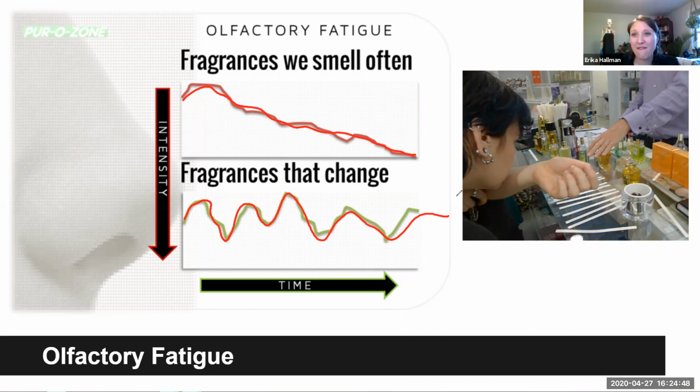Your brain will kind of fade out those scents after a while, whereas the more complicated, more expensive perfumes will change, which will overcome this thing that we call olfactory fatigue.